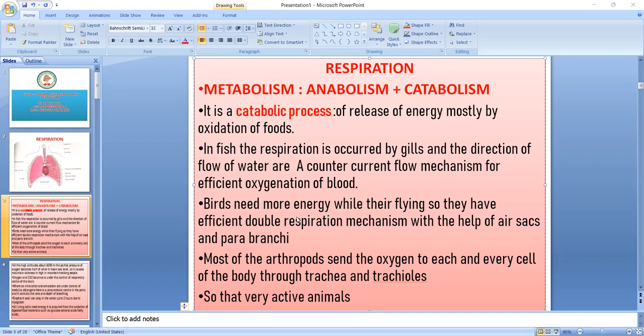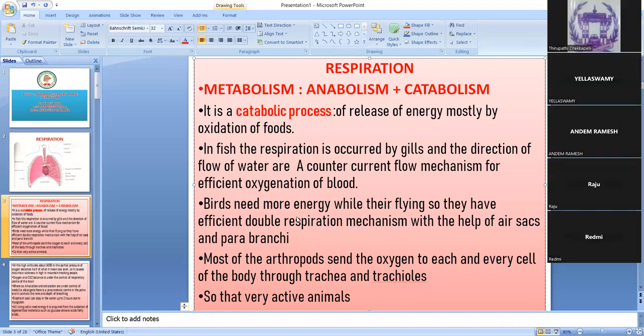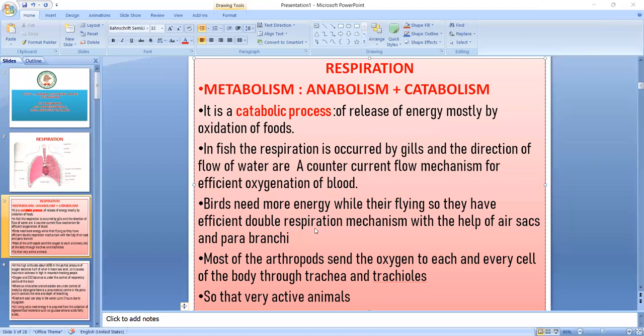Birds need more energy because flight is a very energy-requiring process. So they have an efficient double respiration mechanism with the help of air sacs and parabronchi. What are parabronchi? Additional sacs to the lungs.